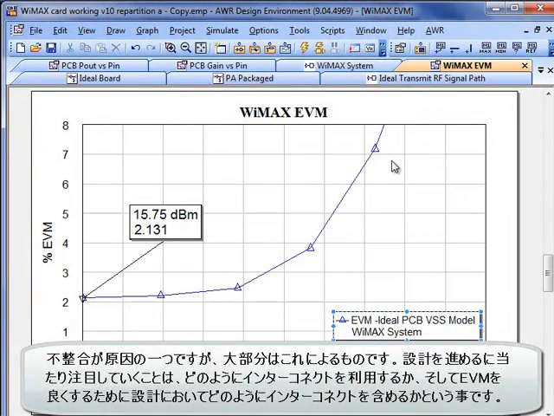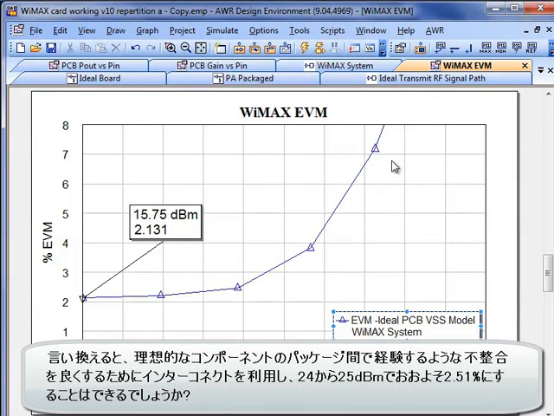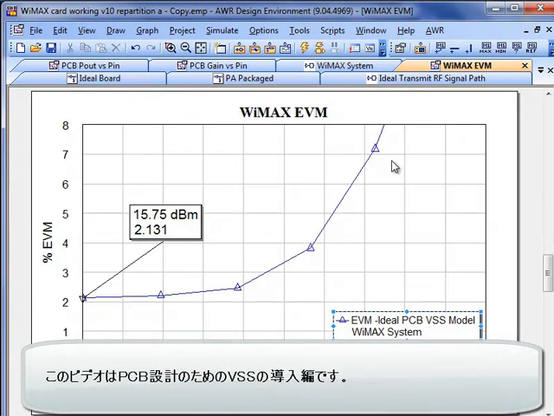And so what we're going to look at as we go forward in the rest of our design is how can we better use the interconnects, how can we include the interconnects into our design so that we can maximize our EVM. In other words, reduce it down quite a bit to 2.5% at 24, 25 dBm. Can we do that given our interconnects making up for the mismatch that our ideal components are experiencing from package to package? Well, that's it for this installment of VSS for PCB design.